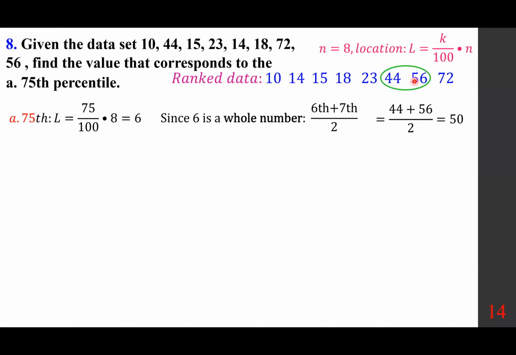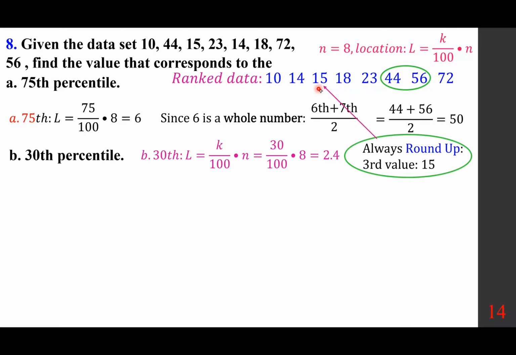Now we want 30th percentile. So over here, change the K to 30 and N is still 8. And it gives you 2.4. Now, they always round up. If it's 2.1 or 2.7, it becomes the third one. So they're going to go with the third one. 1, 2. The third one is 50.